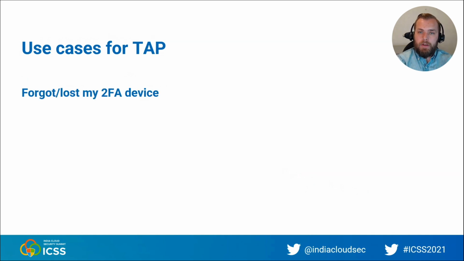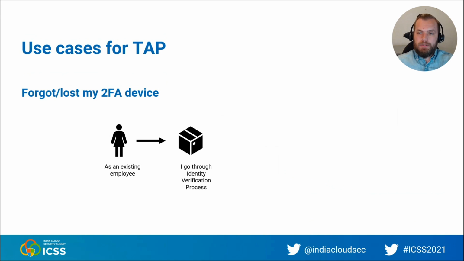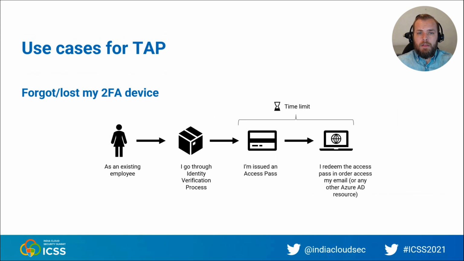Another use case for temporary access pass is the "I forgot or lost my 2FA device" scenario, or as I recently did, I changed my work phone, so I had to re-register each and every one of my authenticator apps, right? So in this case, as an existing employee, I go through the identity verification process once more. I'm issued an access pass, and I redeem the access pass in order to access my email or any other resource in Azure Active Directory.